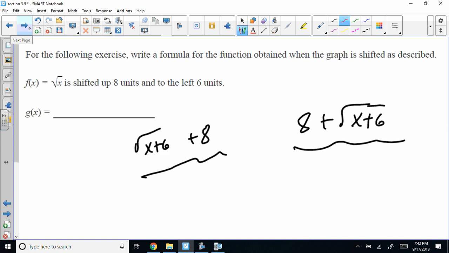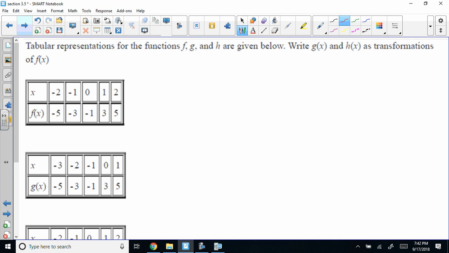Any questions? How'd you do? Were you able to get the plus 8? See? You're 50% there, right? And when you do a horizontal shift, it's opposite, right? So if I'm going left, that's really negative. But remember, it's x minus h. So when you subtract the negative, it becomes a plus. Good.